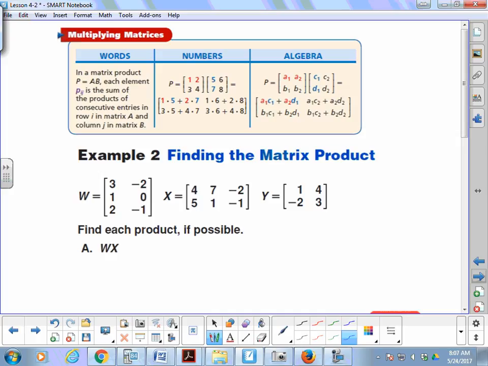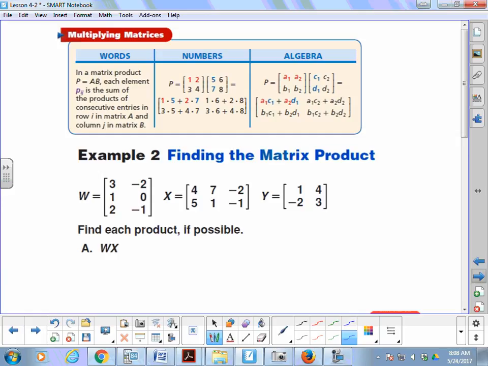Okay, so let's multiply matrices. First of all, we know how the dimensions have to work to multiply them. Now, when we multiply, what we do is we multiply the first row of the first matrix by the first column of the second matrix. So we multiply rows by columns, and that gives us that entry. For instance, when I multiply row 1 times column 1, I'm going to get entry 1,1 for my new matrix. And we'll show how that works.